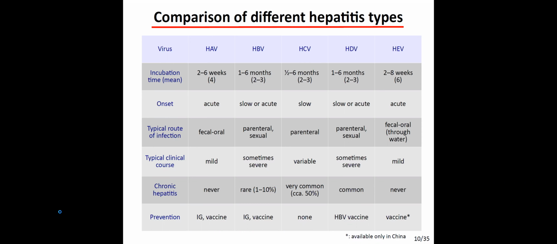Now, commonly, if you look at the transmission of these viruses, the route of infection, you have fecal-oral transmitted viruses such as hepatitis A and hepatitis E virus, these two. And you do have blood or sexually transmitted viruses such as B, D, C. These are those viruses. Now, the mildest virus, I would say, is the hepatitis A virus. That's a fecal-oral transmitted virus.